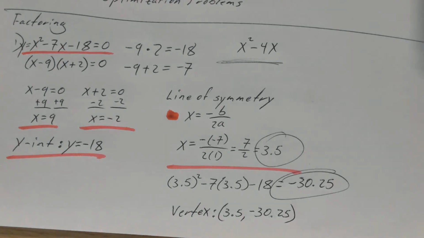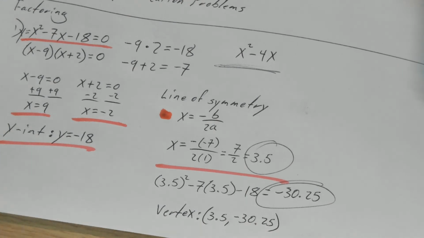Alright, let's double check this in Desmos. The function is x squared minus 7x minus 18. We said that the x-intercepts were minus 2 and 9. Do you see that? We said the y-intercept was located at minus 18. Let's go down to minus 18. And there we have it, right at minus 18. That's my y-intercept. And look at the coordinate: 0, comma, minus 18. What did we say was the coordinate of the y-intercept? 0, comma, minus 18. We got that right.